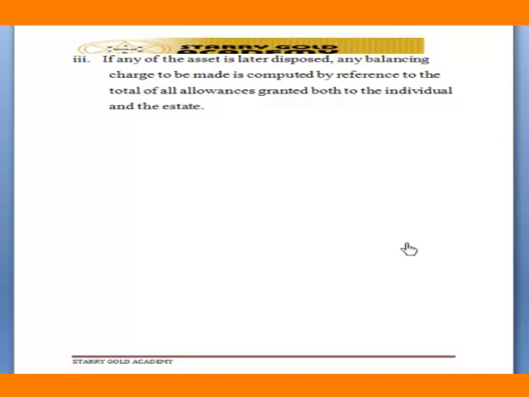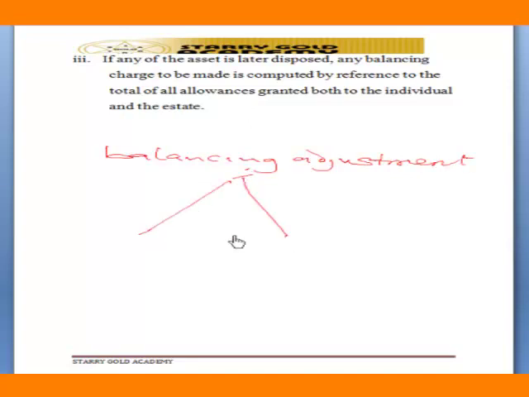Maybe at a particular time the asset is disposed. We have what we call balancing adjustment. We will have to compute a balancing adjustment, and balancing adjustment could either be balancing charge or balancing allowance. So balancing adjustment could either be any of these two. All right, balancing charge or balancing allowance.